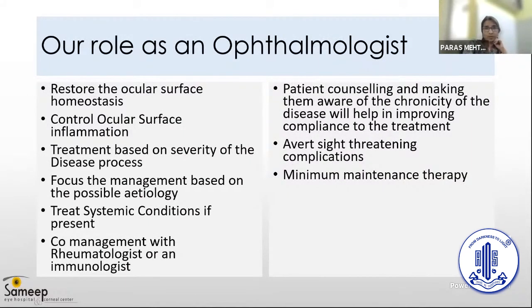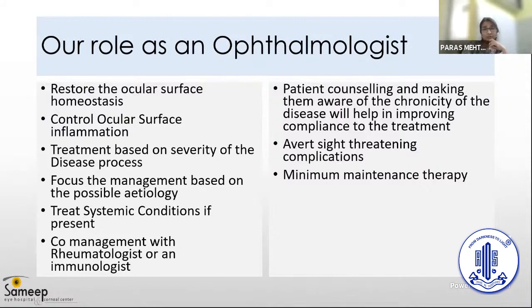So what should be our role as an ophthalmologist? Restore the ocular surface homeostasis; controlling ocular surface inflammation is key. Treatment should be based on the severity of the disease process, so decide what is the severity level based on your diagnostic tests and clinical history. Focus the management based on the possible etiology. Treat the systemic condition if it is present, with co-management with a rheumatology consult or immunologist.